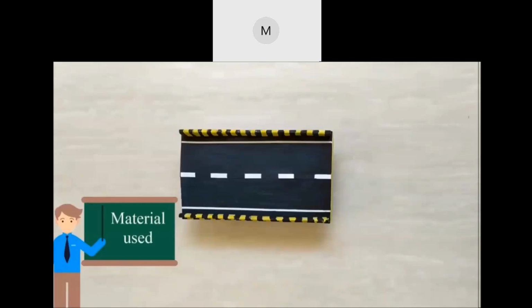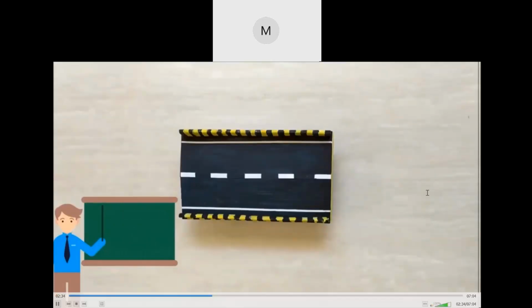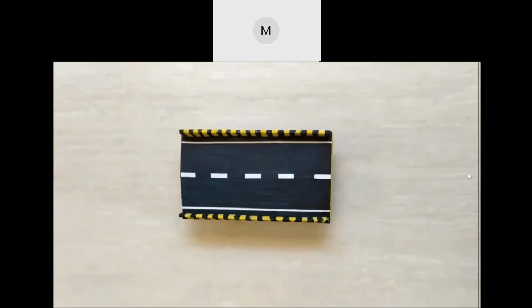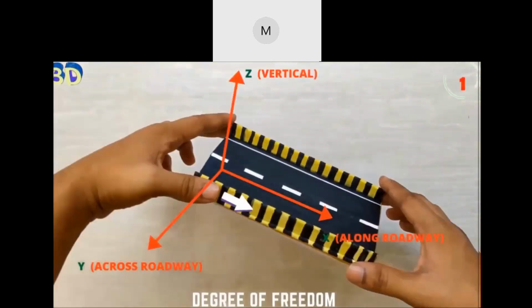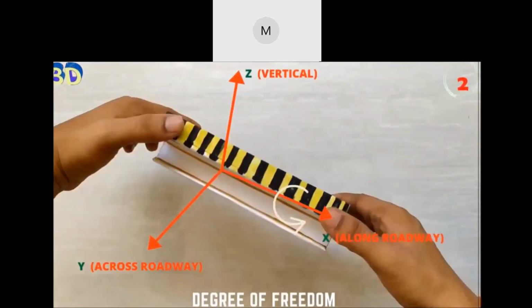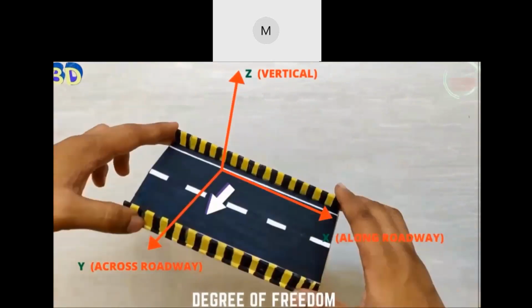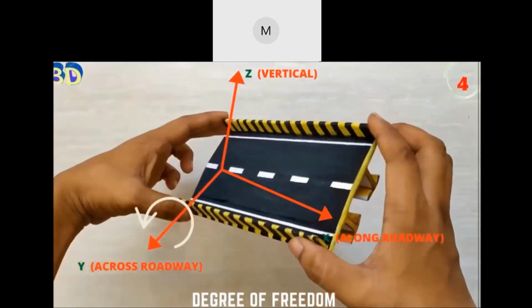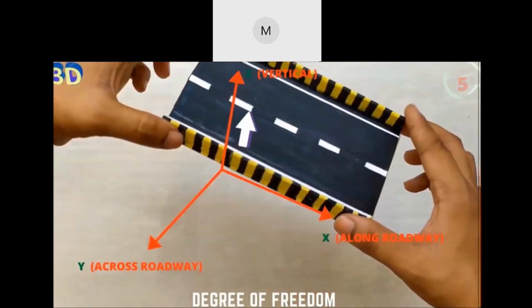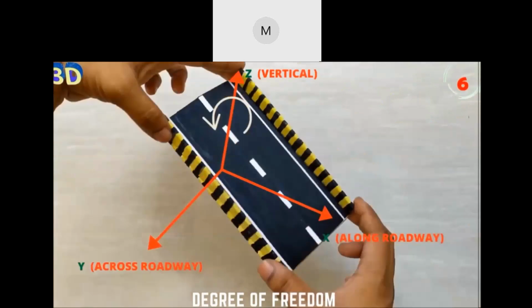Bearings are classified according to the material used and the freedom of movement of the rigid body, which is termed as degree of freedom. There are a total of 6 degrees of freedom in a 3D space. Translation in the x-axis along the roadway, rotation in the x-axis, translation in the y-axis across the roadway, rotation in the y-axis, translation in the z-axis vertically, and rotation along the z-axis.